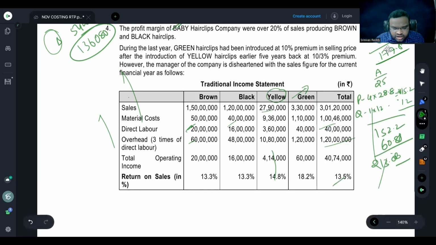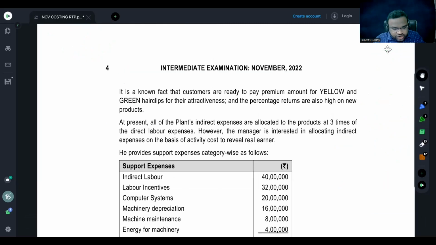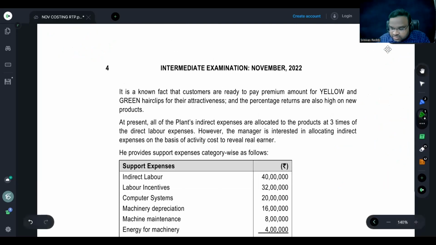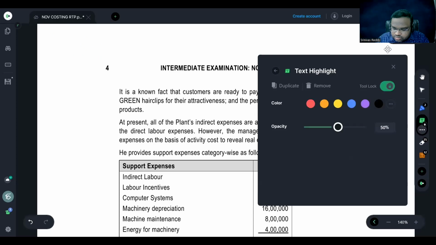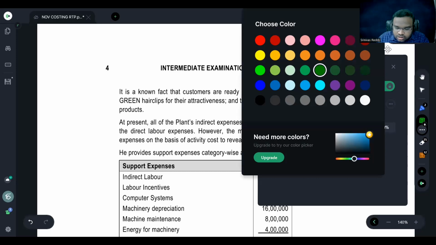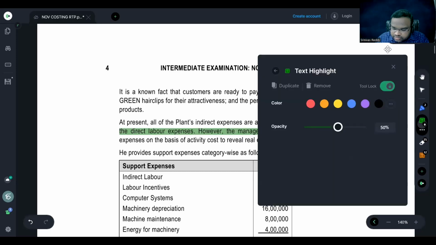It is a known fact that customers are ready to pay a premium for yellow and green hair clips for their attractiveness, and the percentage returns are also high on the new products. At present, all of the plant's indirect expenses are allocated to the three products at 3 times the direct labor expense. So 3 times. Okay.